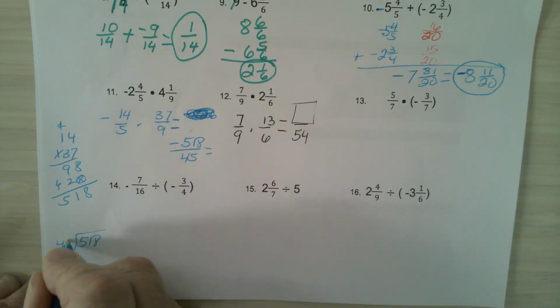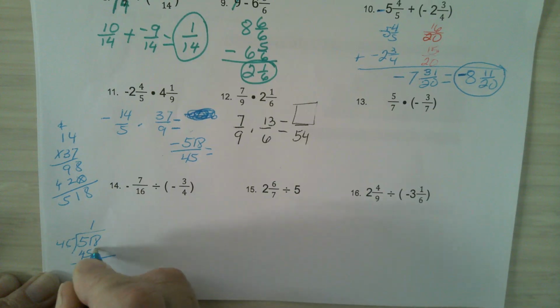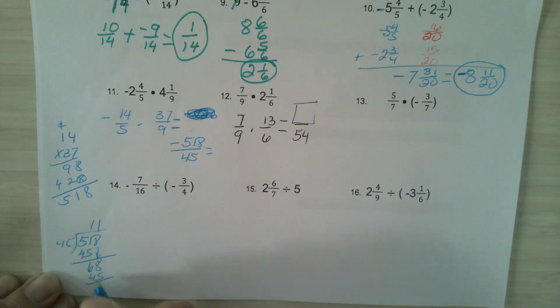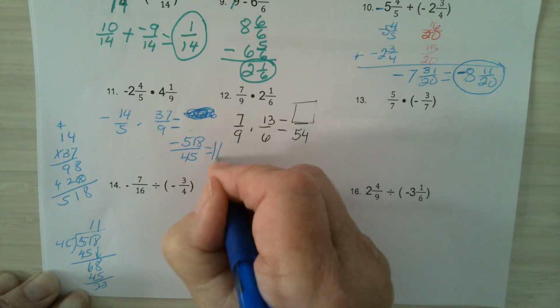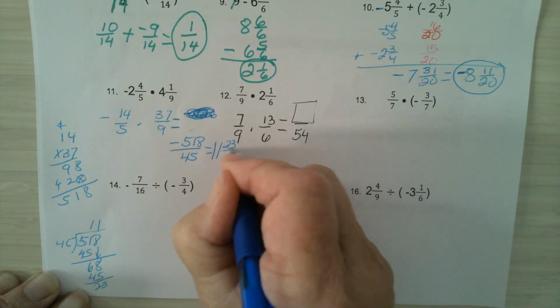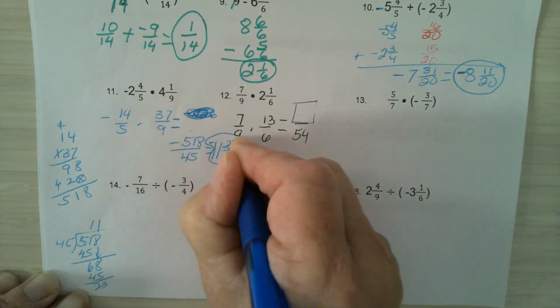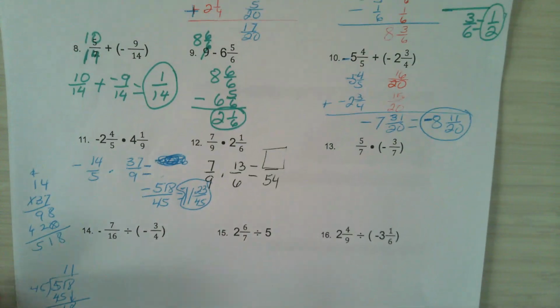518 divided by 45, it goes into that once. Bring down the 8. 45 will go into that once. And you end up with 23. So you have 11 and 23/45, a negative 11 and 23/45. Did anyone get that? You did, Sebastian? Two of you, three. Okay. Yes, that is the correct answer.